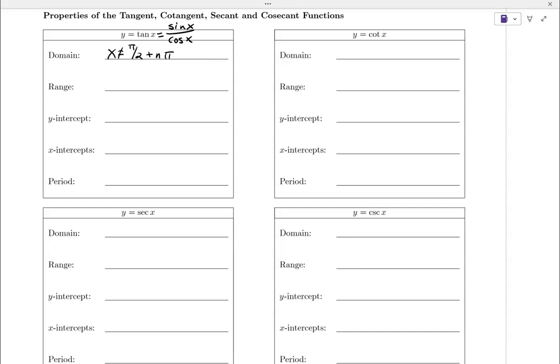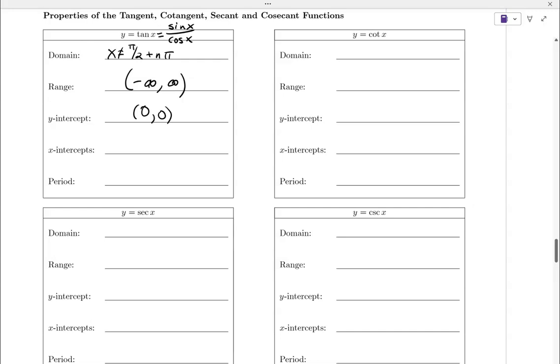For the range, remember what the tangent graph looks like? It goes like that, right? So what's the range going to be? Any y values that we don't hit? So the range is negative infinity to infinity. Good. Where does it cross the y-axis? It's 0, right? Because we put in 0 for x, we'll get 0 out. So the y-intercept will be (0, 0).